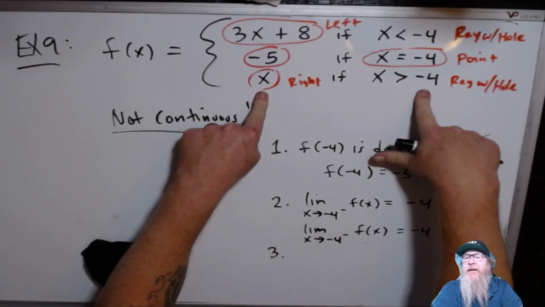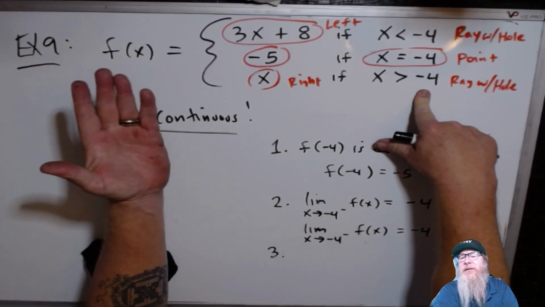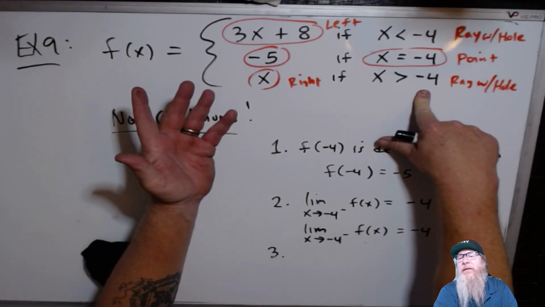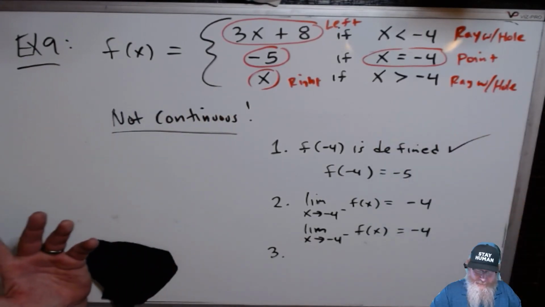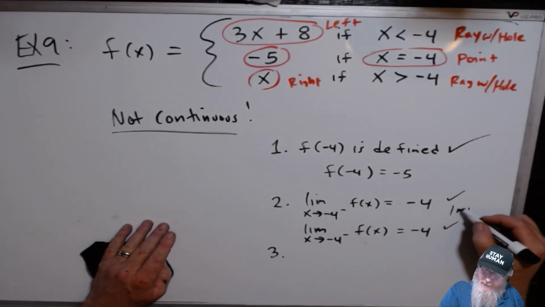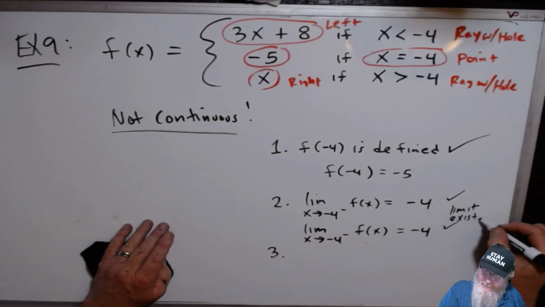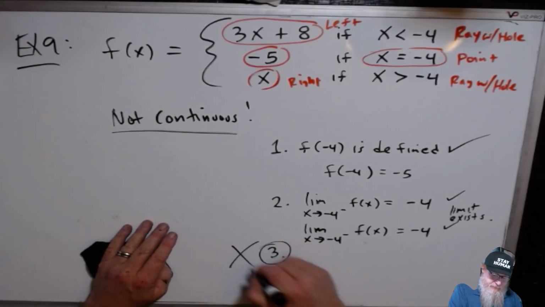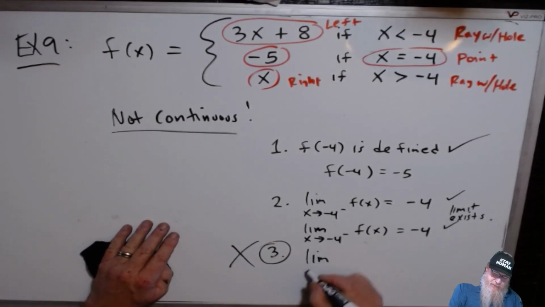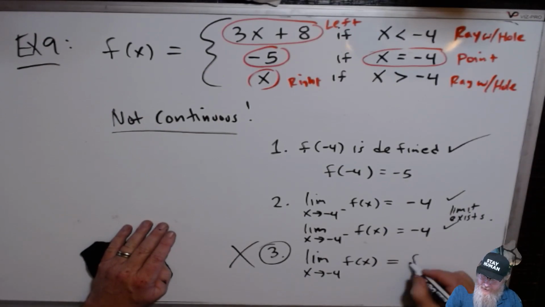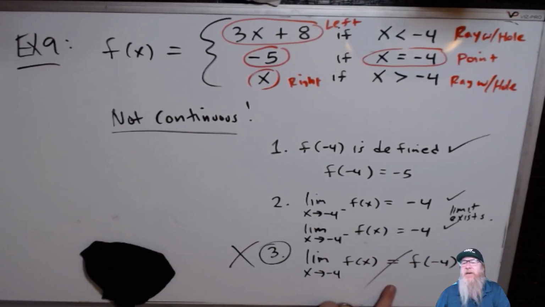See? Look, the function is just x. So it's still -4. So this exists. Yeah, so the limit exists. Right. So it's number 3 that's violated. The limit as x goes to -4 does not equal f of -4. This rule is violated. Rule number 3.